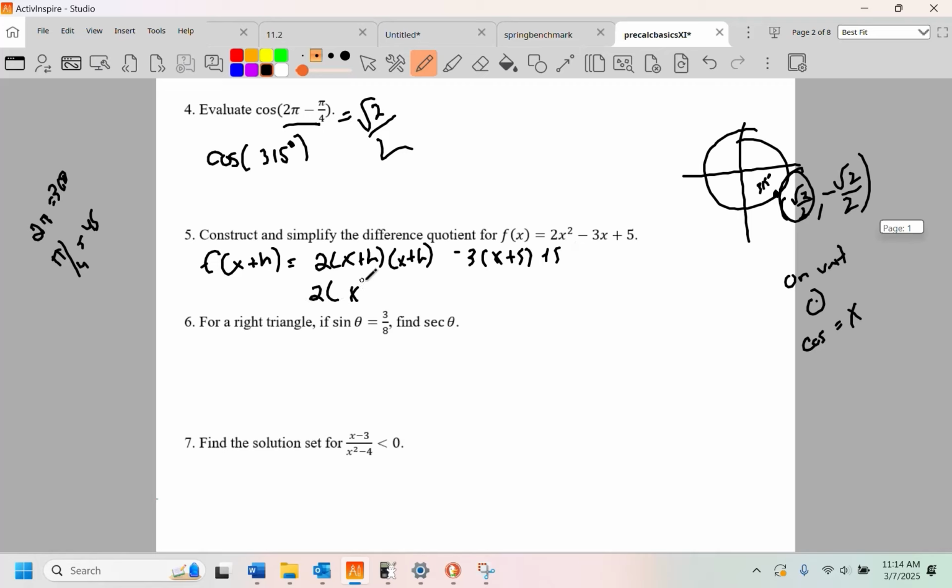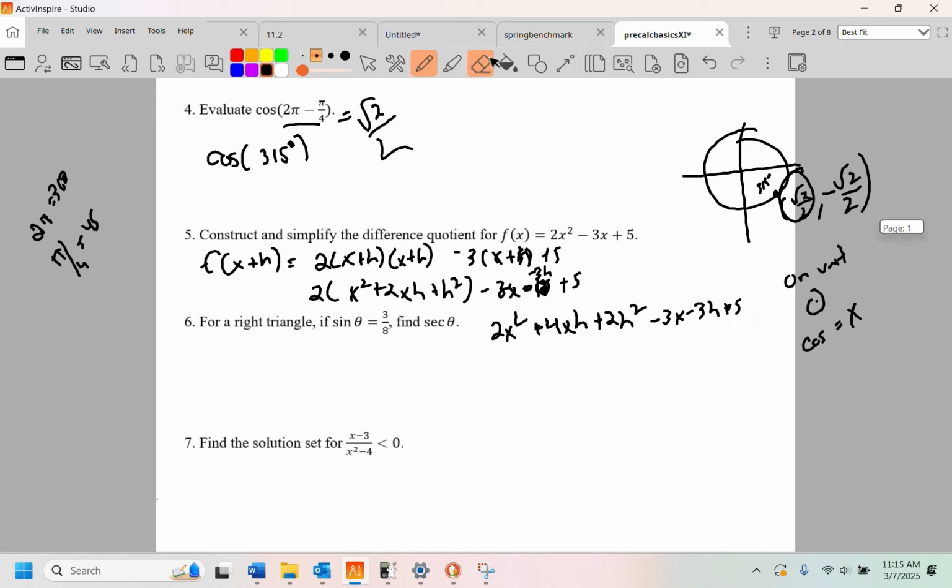X plus h times x plus h is x squared plus 2xh plus h squared. Then minus 3x minus 15 plus that 5. Distributive property: 2x squared plus 4xh plus 2h squared minus 3x. This is an h. That's an h. I looked at that thing and thought it was a 5, but it's an h. So minus 3x minus 3h. And then we have the plus 5.